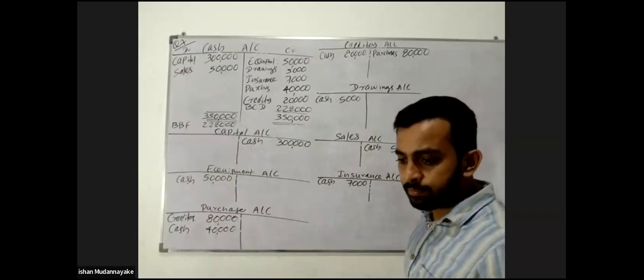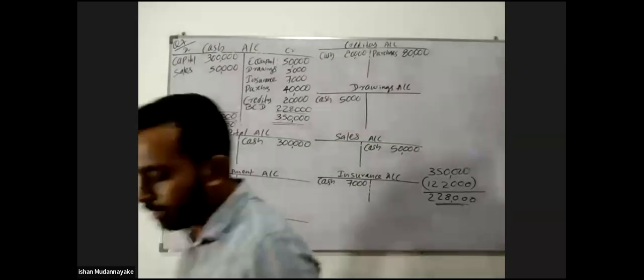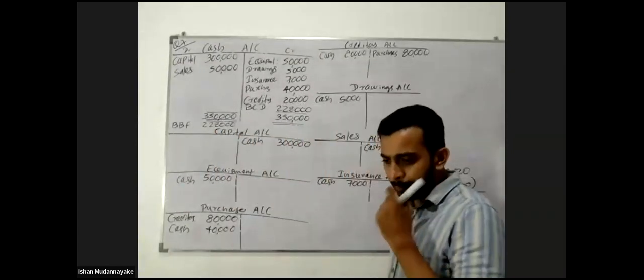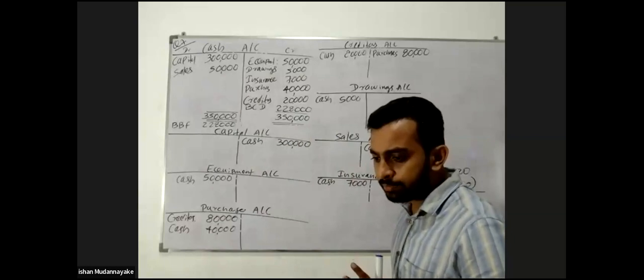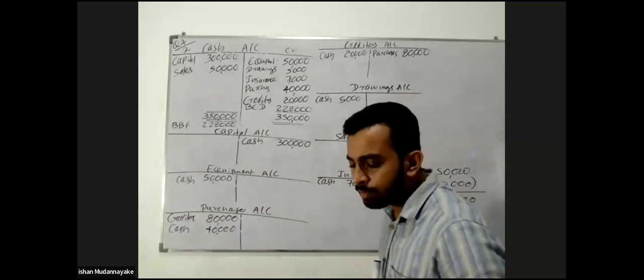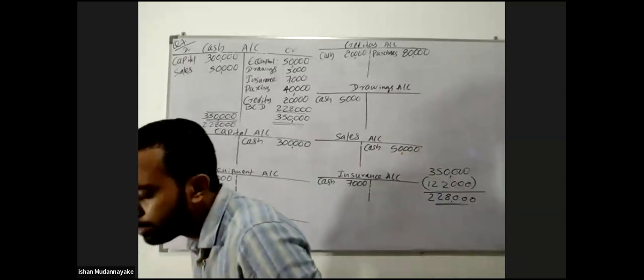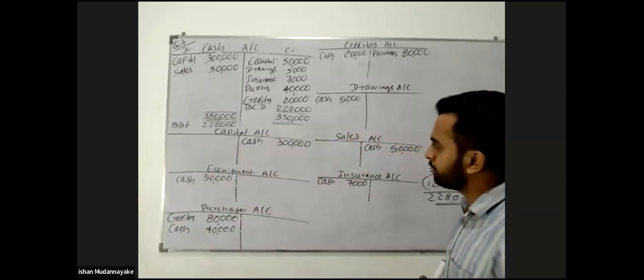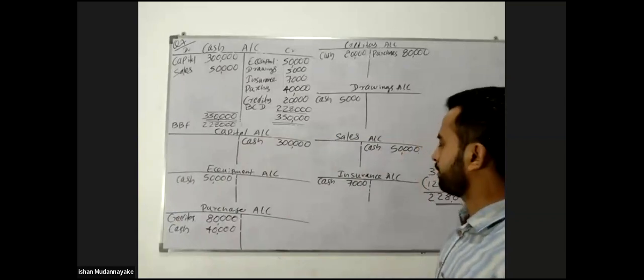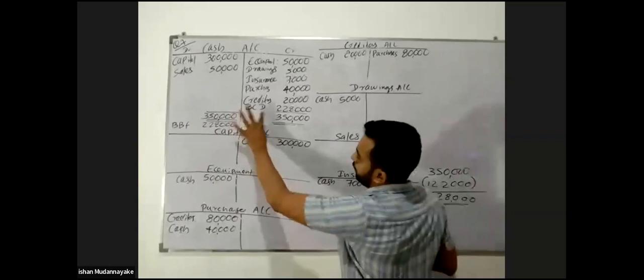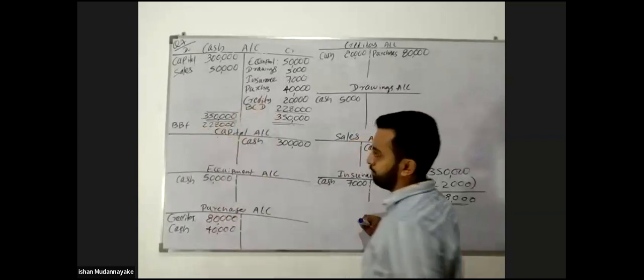Okay then. I think Atmika is missing. Yes, Atmika is missing. Is it clear? Kemita, is it clear? Yes, sir. Yenuli, clear? Yes, sir. Yashino, is it clear? Yes, sir. Then here, balance carried down 228,000, balance brought forward 228,000.